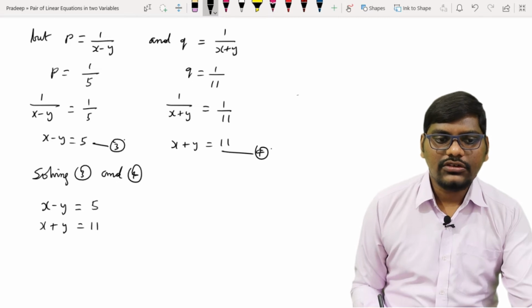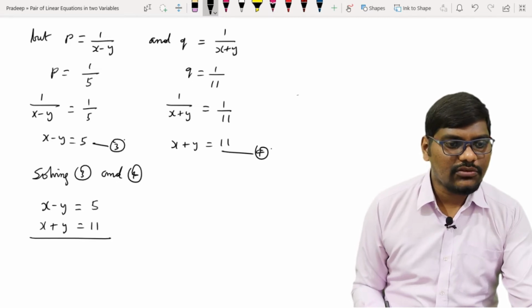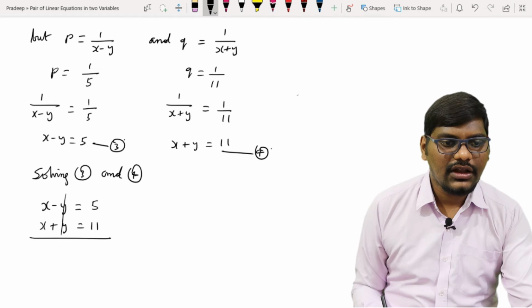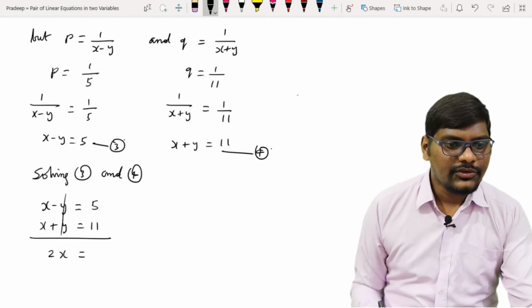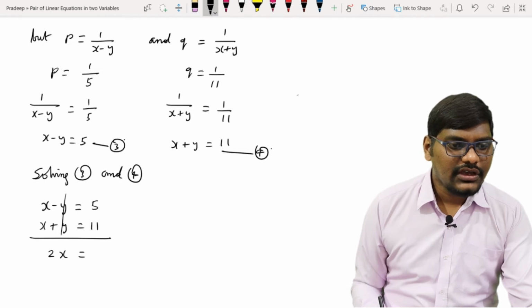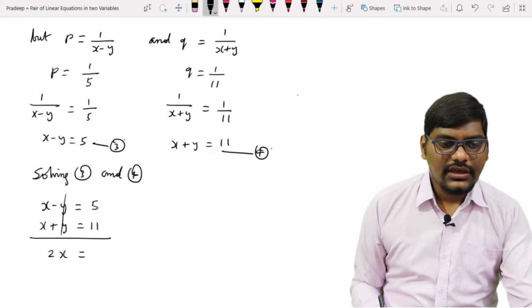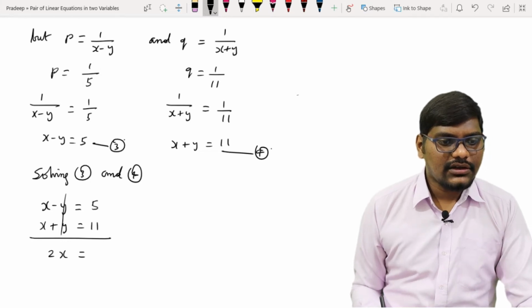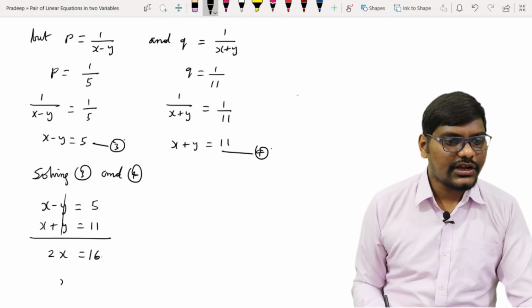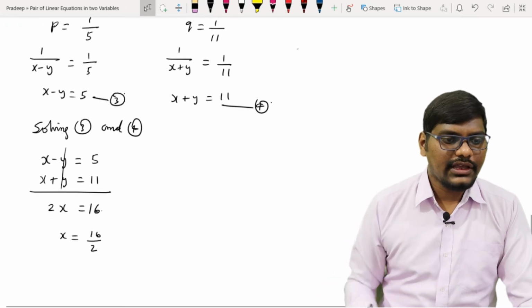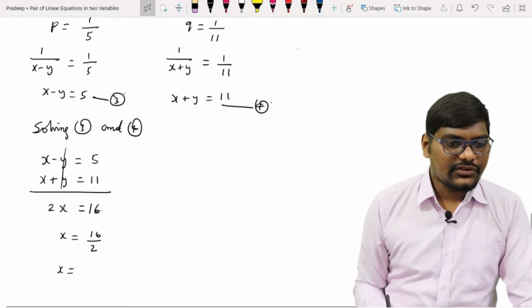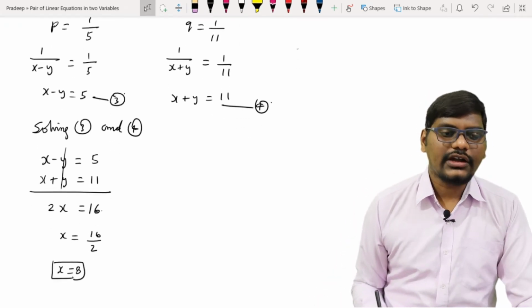Okay, so now this one we can just simply solve. Plus 5 minus 5 can be cancelled, so here we can simply write this as 2x equal to, this is 5 plus 11, how much is it? It is 5 plus 11, that was 16 as the value. So I can write x equal to 16 by 2. So x value we are getting how much? It was 8. So we got x value as 8.